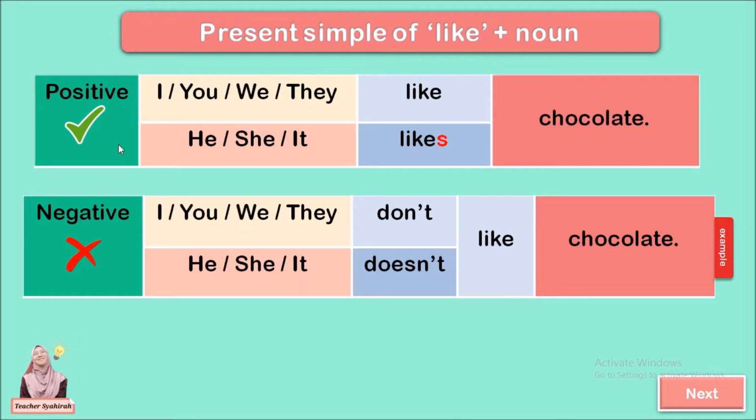Okay. Kalau macam tadi positif, he, she, it, kita perlu tambah S. Kalau negatif, maksudnya dia tak suka, jadi tak perlu tambah S. Dua-dua tak perlu ada S. Like this. The difference is, I, you, we, they, we use don't. He, she, it, we use doesn't. Now let's look at the example.